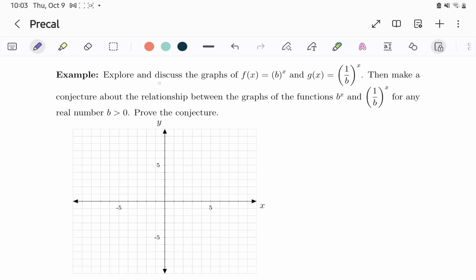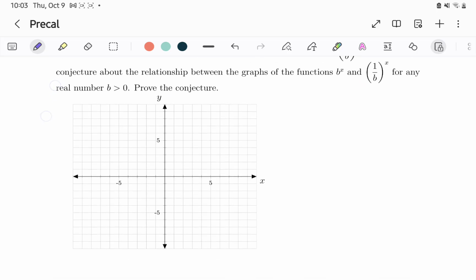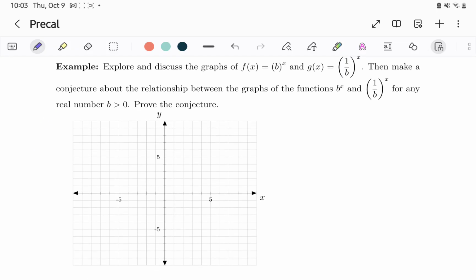In the next example, we are asked to explore and discuss the graphs of f of x equals b to the x and g of x equals 1 over b to the x, and then make a conjecture about the relationship between the graphs of the functions b to the x and 1 over b to the x for any real number b, and to prove that conjecture. So when it comes to looking at some graphs here, we will consider b equals 3.